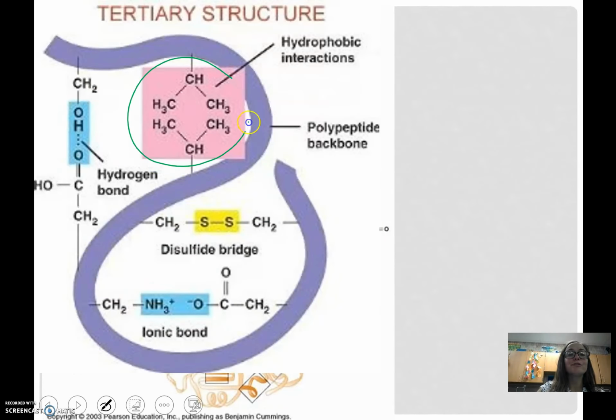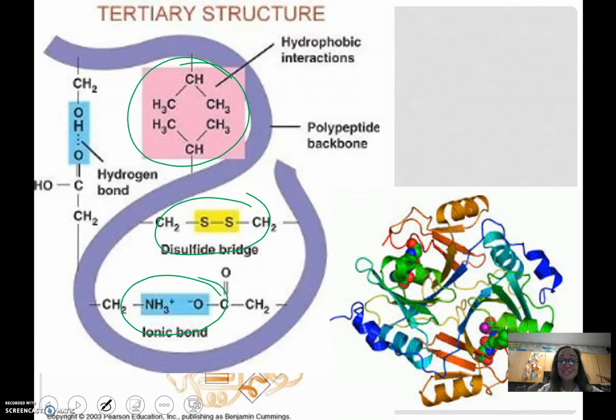So you might have some hydrophobic interactions, some disulfide bridges, ionic bonds. So your protein folds up based on the molecular interactions of R groups, and it gets this funky shape.